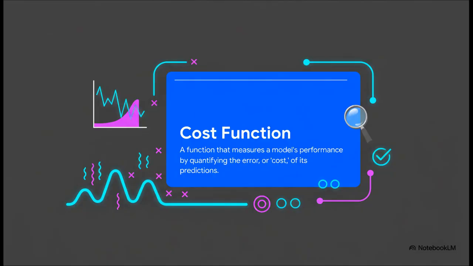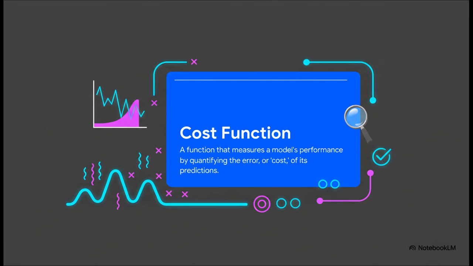The first step on any journey is figuring out how lost you are, and we measure that with something called a cost function. Just think of it like a scorekeeper in a game of golf. It looks at the model's predictions and calculates a score for how wrong they are. A high score, a high cost, means the model is way off. A low score means it's getting really close.